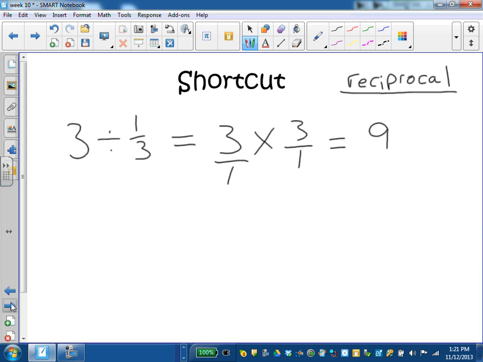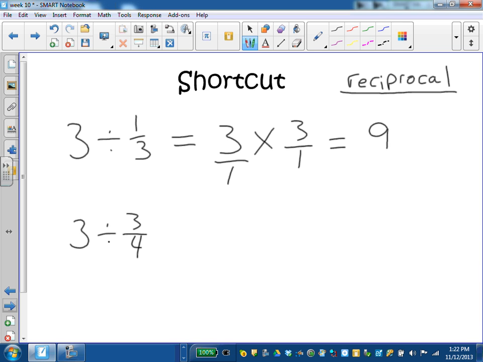So let's look at the other one. It was 3 divided by 3/4. Okay? We know our answer was 4. We broke up our 3 things into fourths, and then we grouped them into groups of 3/4, and we came up with a total of 4 of them. So let's see how that shortcut would work for this.